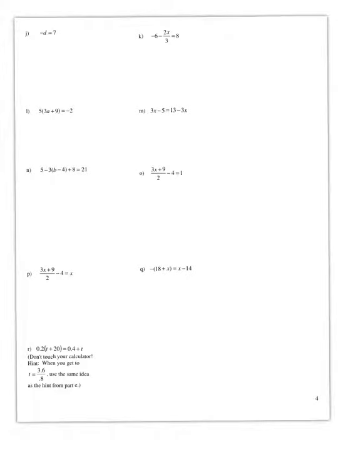The same idea is here in J, where we have negative d equals 7. Multiplying both sides by negative 1, we'll now have d equals negative 7.